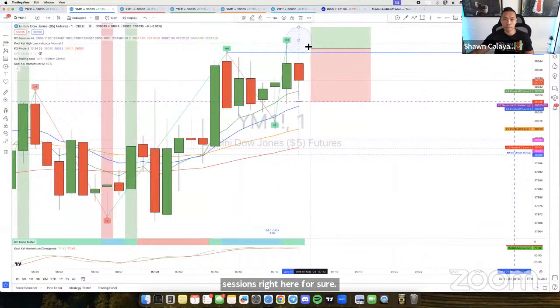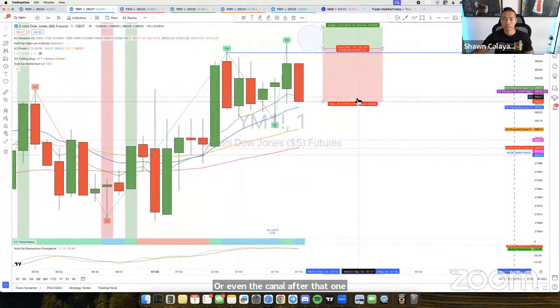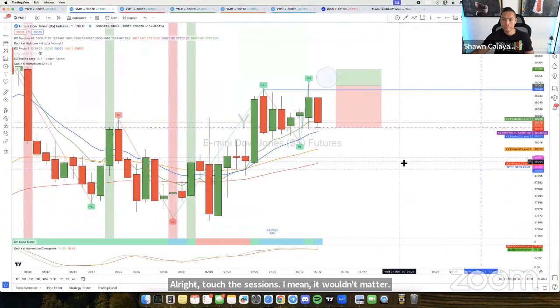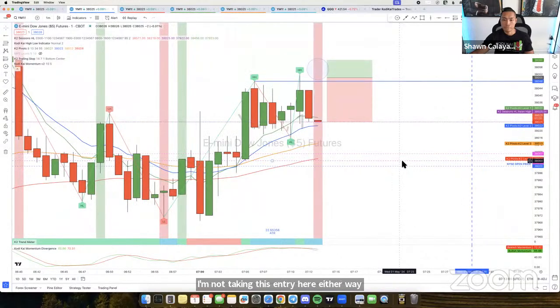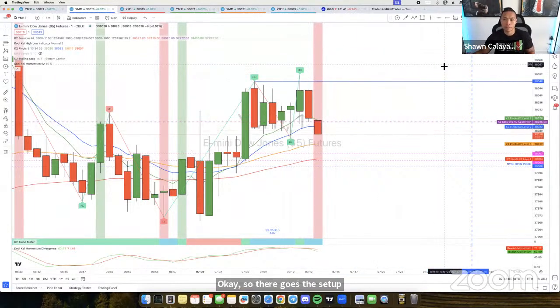I close up here somewhere. So it might not be this one. It might be the next one, next candle, or even the candle after that one. All right, touch the sessions. I mean, it wouldn't matter. I'm not taking this entry here either way. Okay, so there goes the setup that is probably not going to happen.